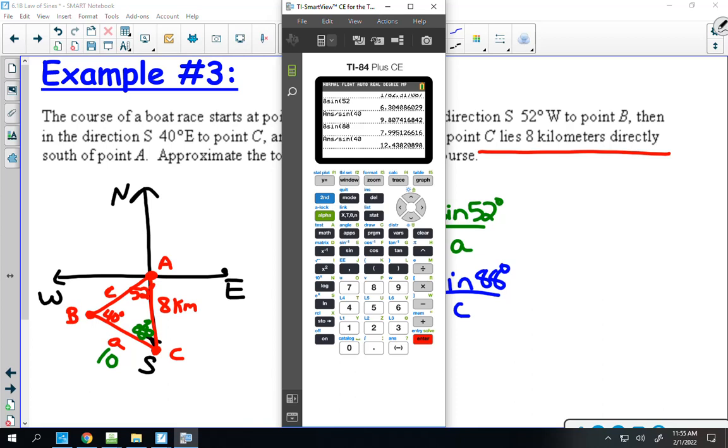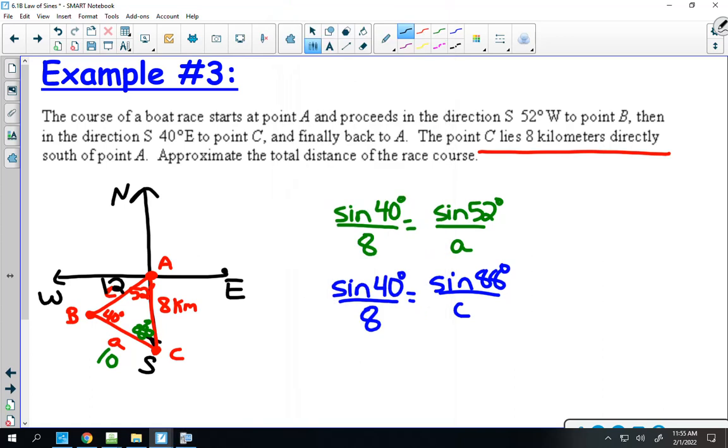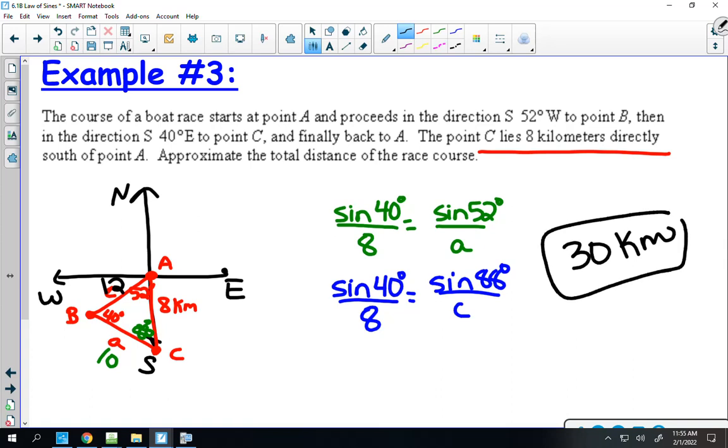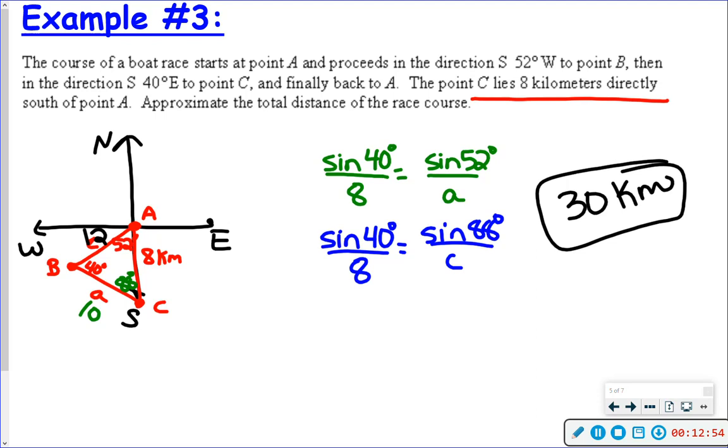Oh, let's go 12, I guess. All right, so total race. What's 12 plus 10 plus 8? Total race, what do you got? 30. And I'm just going to label, we're in kilometers. Got it. So not too bad of a problem. We'll throw back to our bearings from chapter 4.